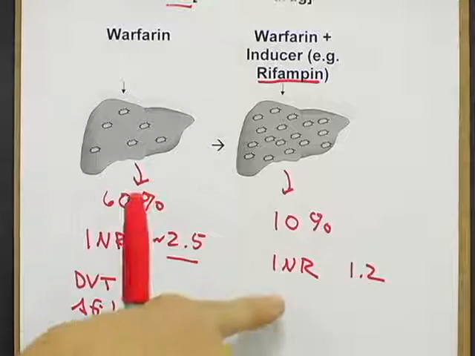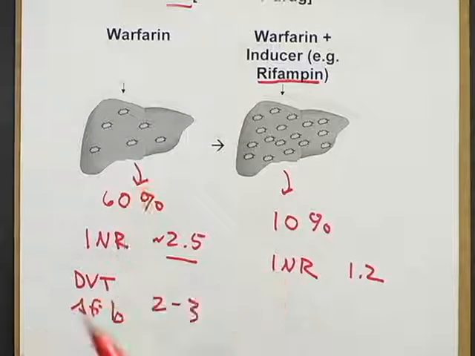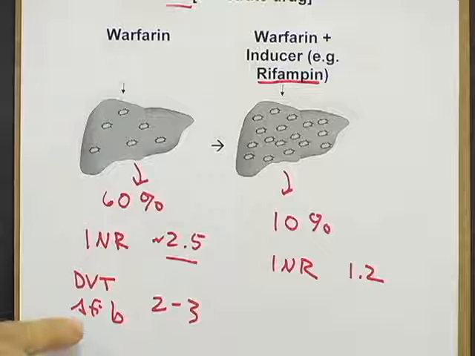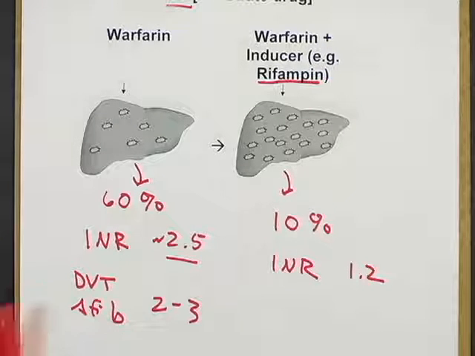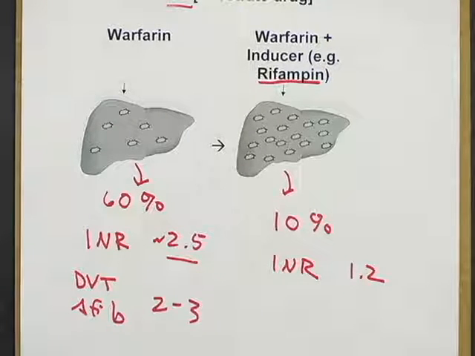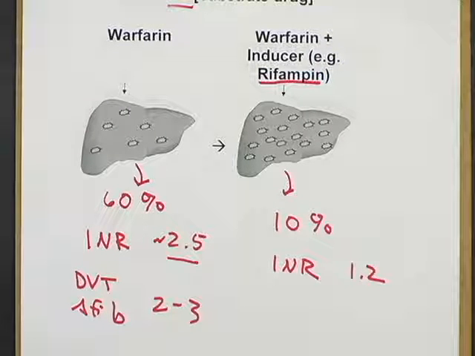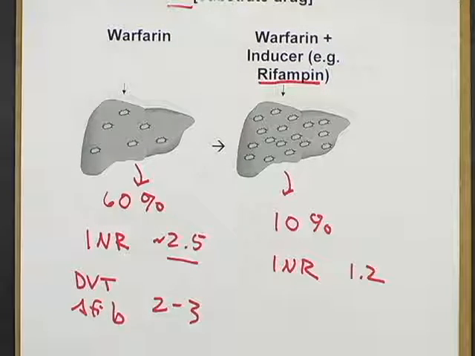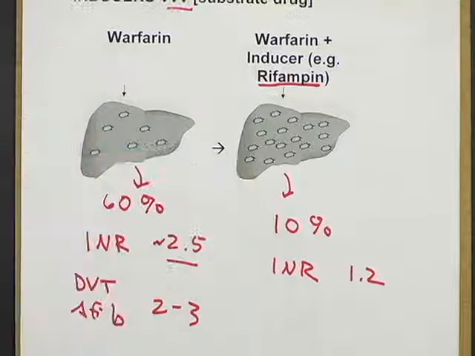And so this person is not anticoagulated and they are at risk for a heart attack or a stroke, due to whatever condition that they have. And so this is a dangerous situation. When you add rifampin to a patient on warfarin, you have to increase the warfarin dose about 100 to 300% in order to overcome this enzyme induction.